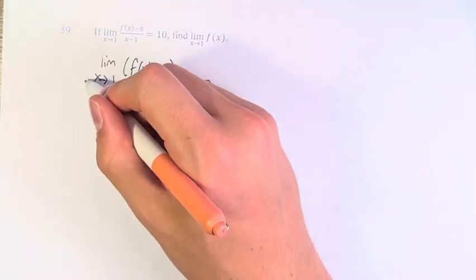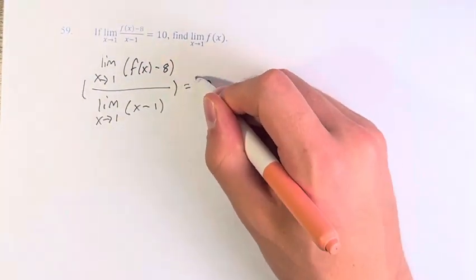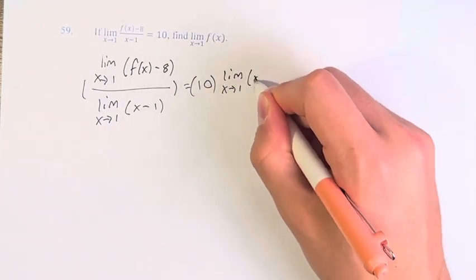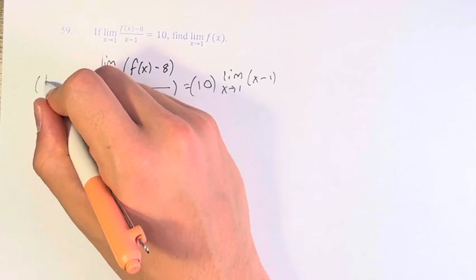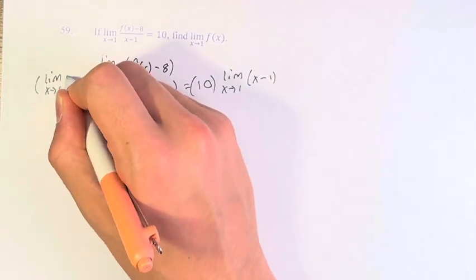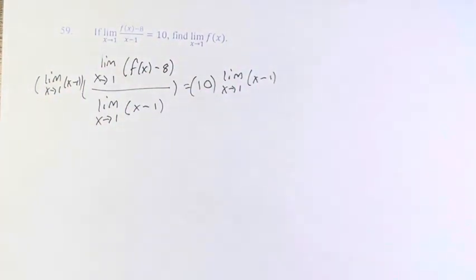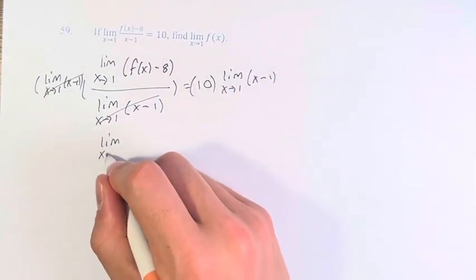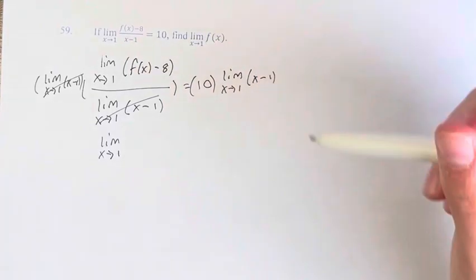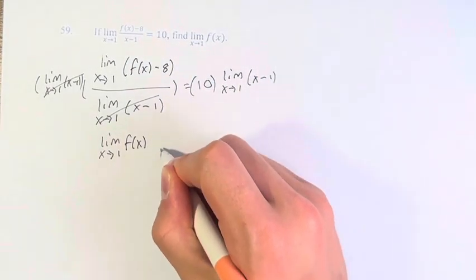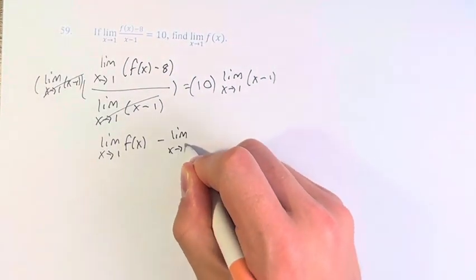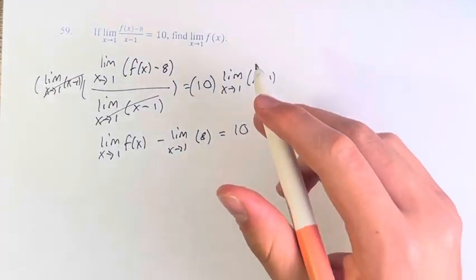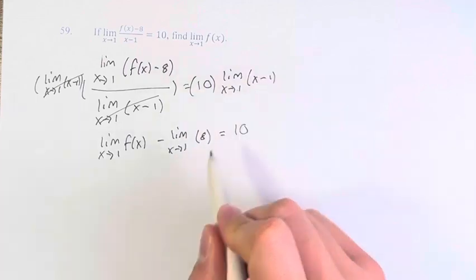So if we multiply both sides by the limit as x approaches 1 of x minus 1, this cancels, and we're left with the limit as x approaches 1 of f of x minus 8. So we can take the limit of f of x and subtract the limit of 8, just as an intermediate step. This is equal to 10 times the limit as x approaches 1 of x minus 1.